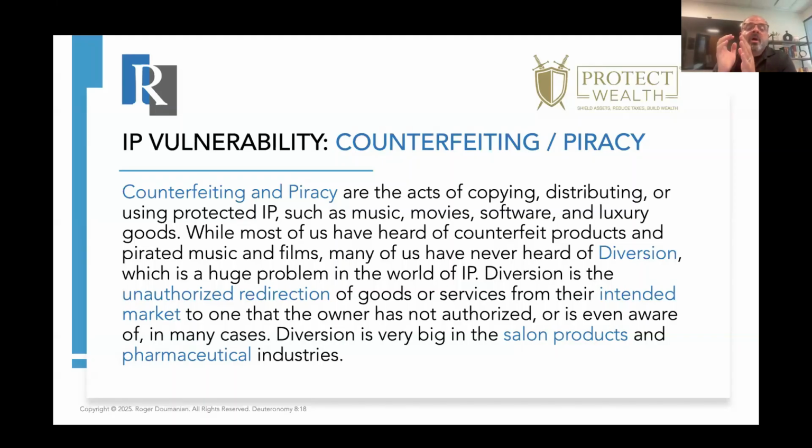It's the process of unauthorized redirection of goods or services from their intended market to one that the owner has not authorized or is even aware of in many cases. Diversion is particularly big in the salon products and the pharmaceutical industries. What does that look like?